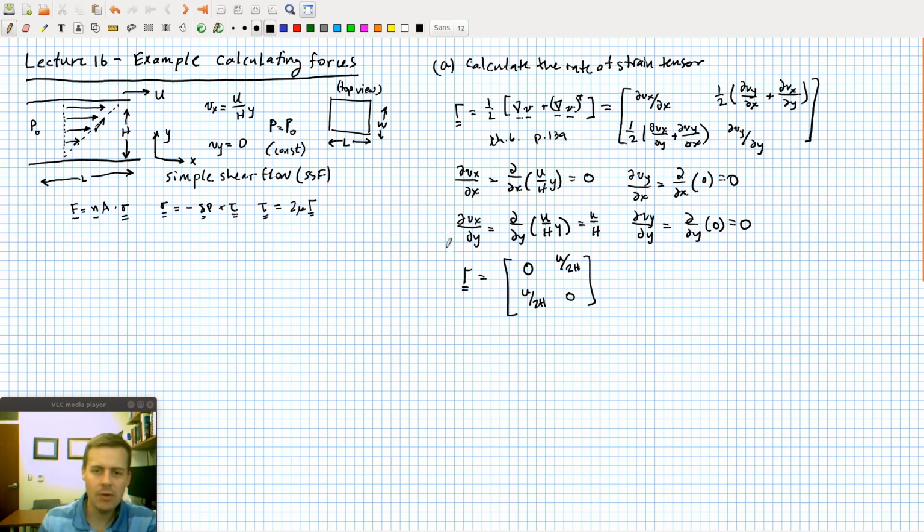So while we have gamma, I want to make a quick aside. I'm going to do this as part B. A quick aside to ask, how do we calculate the local deformation?